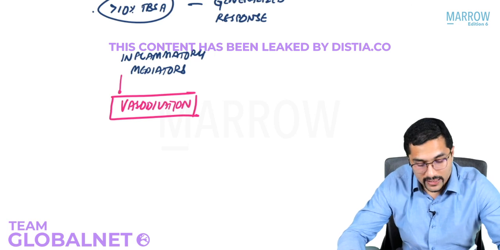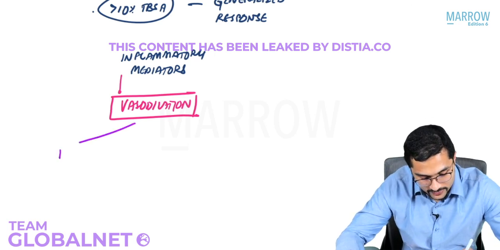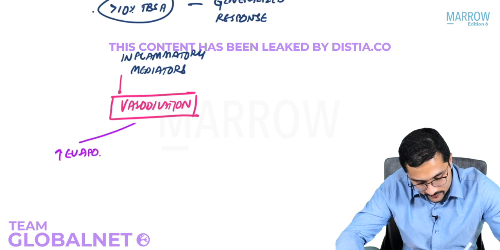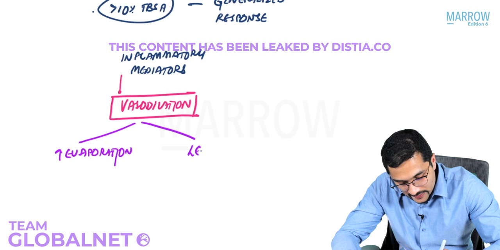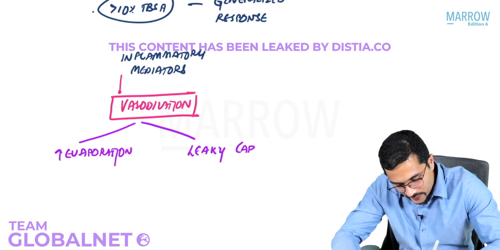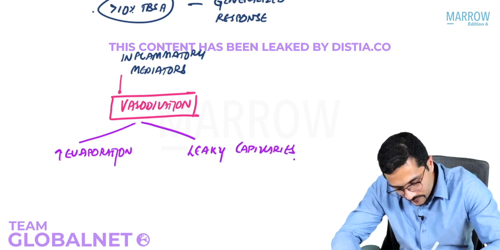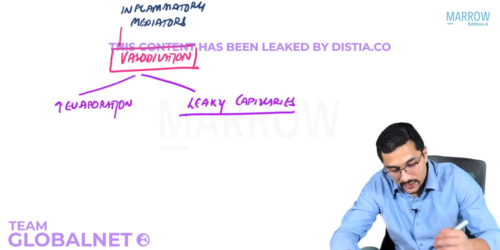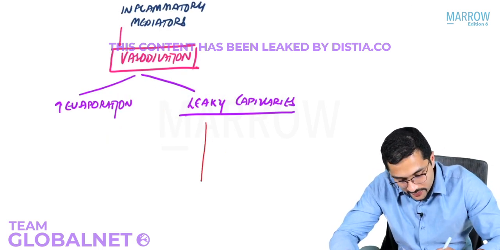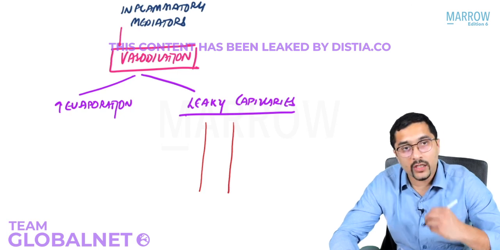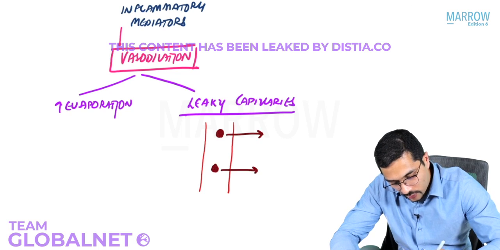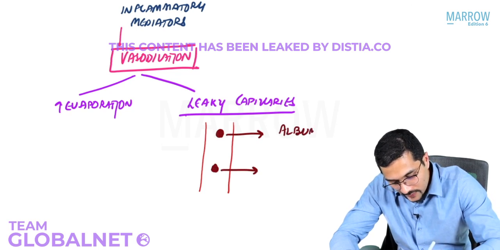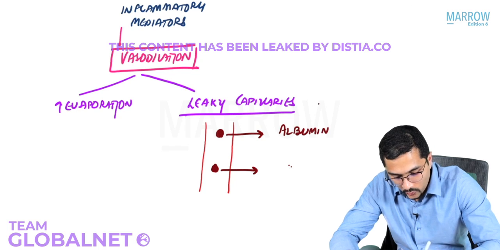And when there is vasodilation, two things happen. One is there is increased evaporation. And the second is that there are leaky vessels or leaky capillaries. Because of these inflammatory mediators, you have leaky capillaries. So these capillaries are going to leak out the large molecules. And what are the large molecules? These large molecules are albumin. And this albumin will go into the extravascular space.